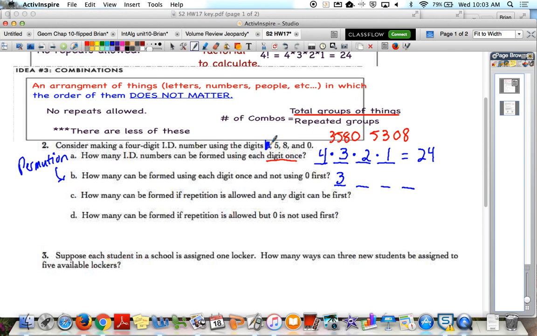Now, how many possibilities are there for the second slot? Well, now I can bring the 0 back in because it only says that I can't use 0 first. So how many possibilities are there for the second slot? There's 3 possibilities for the second slot. Let's say I used 0 as my second number. Now how many possibilities for the third slot? 2. And then how many possibilities for the last slot?